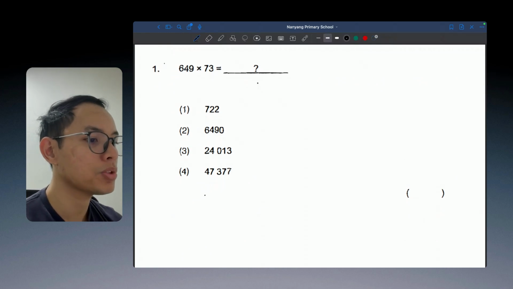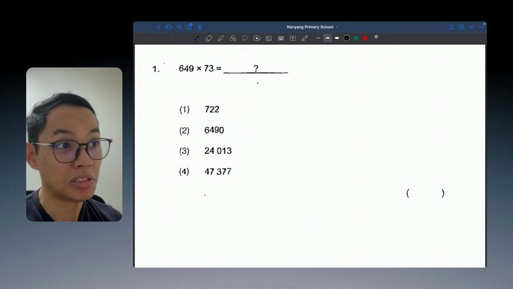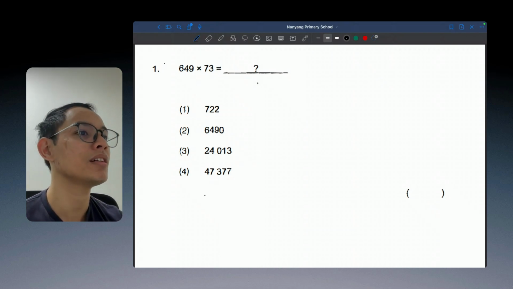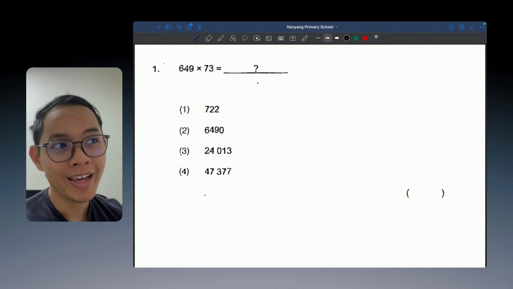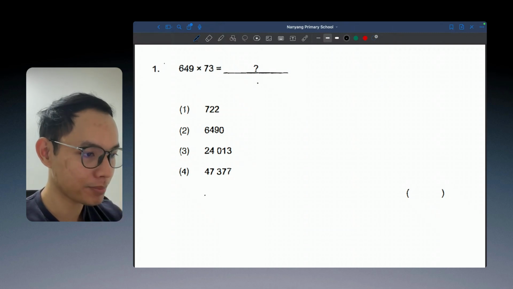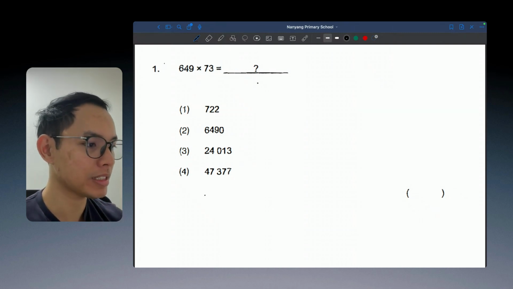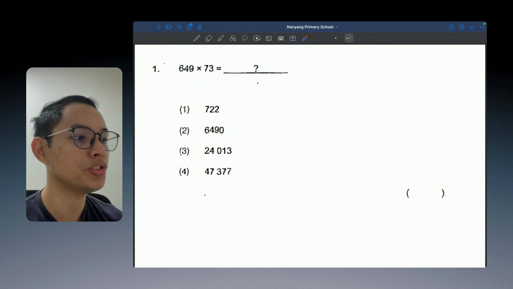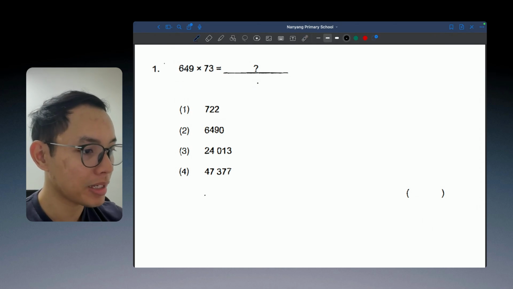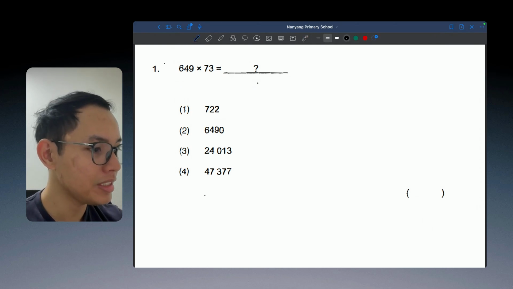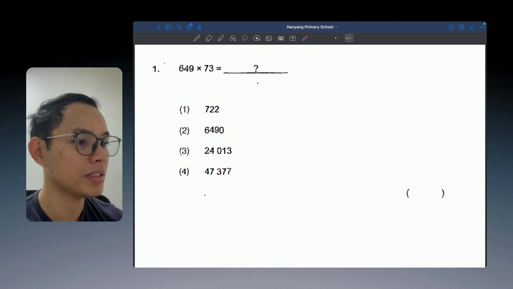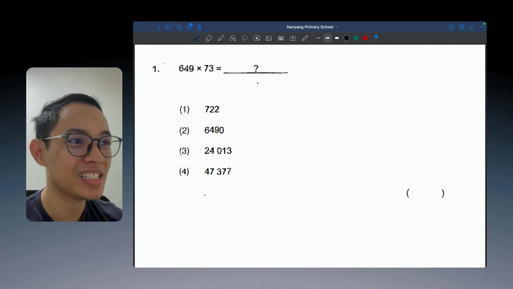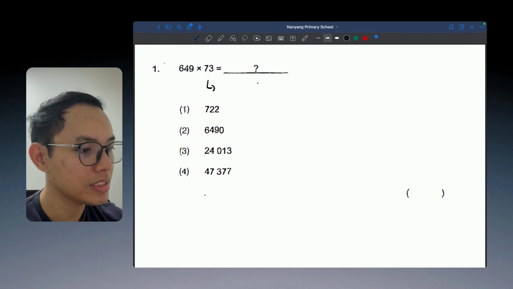Let's start with the first question, which is multiplication, something that you might not like. But I will show you the long way to do it and the shorter way to do it as well. So first, what is 649 times 73? Essentially, we need to break up the numbers. So you see here 73. We're going to break it up into 70 plus 3.